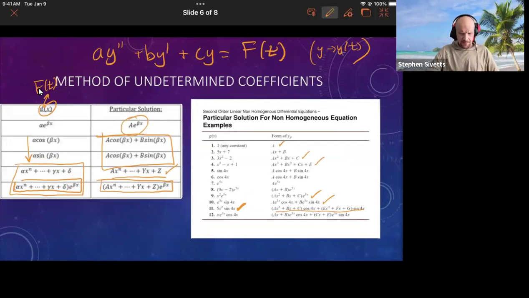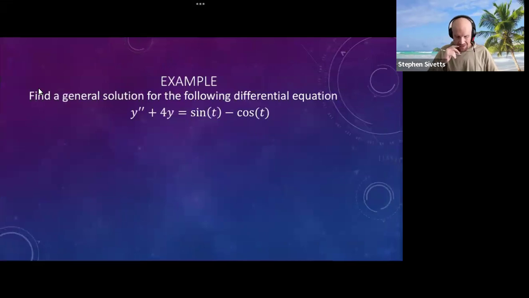And to wrap things up, I want to do one more example, okay? I want you to try to figure out a general solution for this differential equation: y double prime plus 4 times y equals sine of t minus cosine t, okay? If you want to try to work on this example, pause the video, but otherwise I'm going to explain this right now.